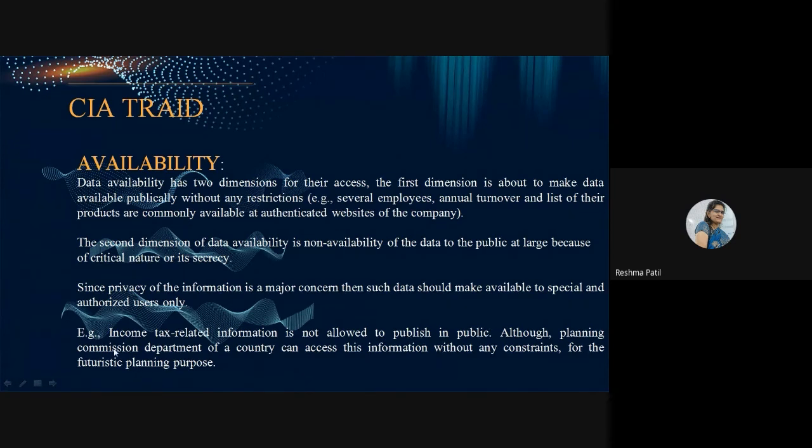This information is not allowed to be published in public, although the planning commission department of the country can access this information without any restriction for futuristic planning purposes. So here we have to decide which data is critical and which is not. The data which is not critical but is important for the user, we have to display that data publicly.